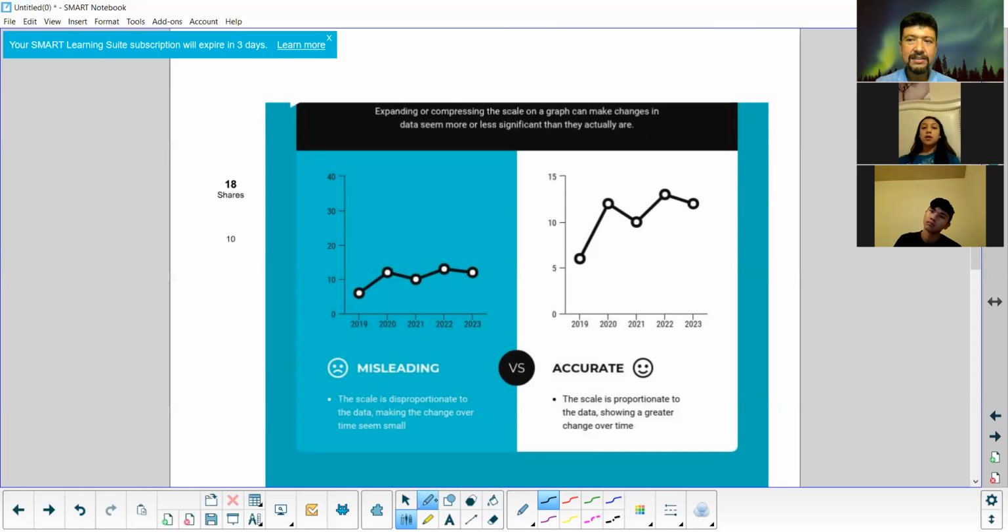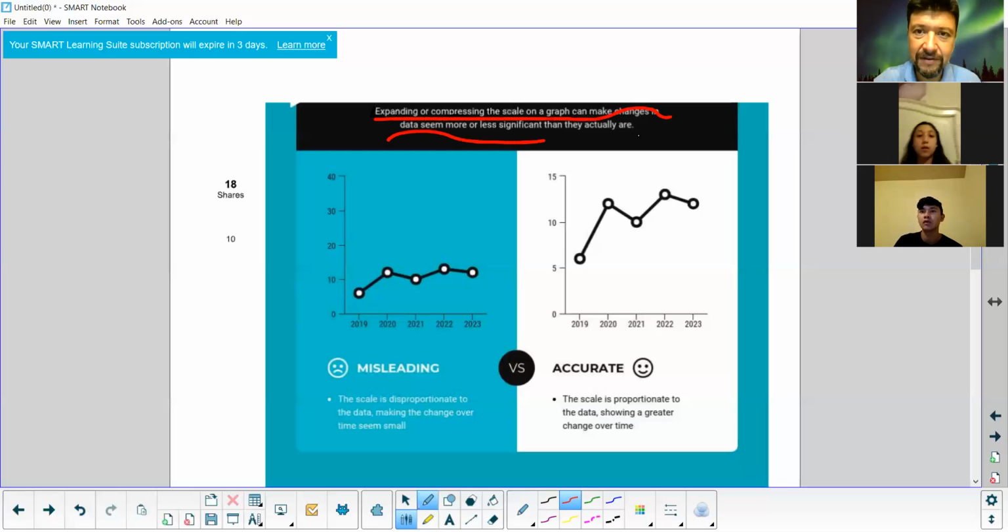Yeah, so this is what happens at some times too when they show you graphs. Keep an eye out for this. What are they mislabeling? Okay, so like in this case, expanding or compressing. So, oh, hold on, I'm using black on black. It's not good. Expanding or compressing the scale of a graph can make changes in data seem less significant than they actually are.